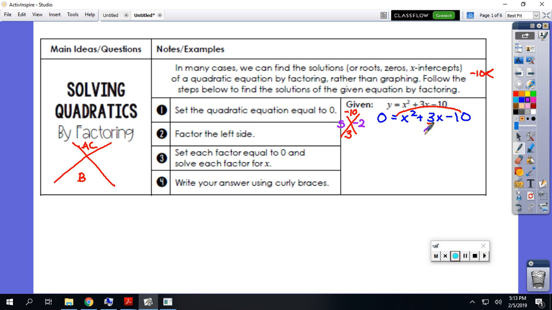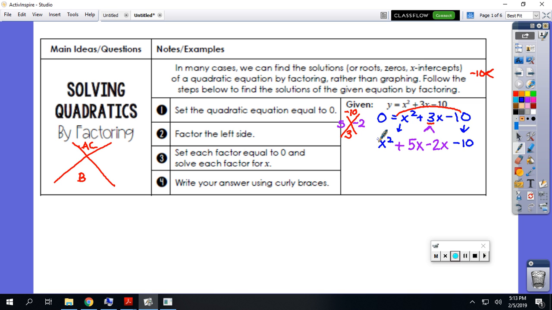So factoring this, I'm going to go ahead and break apart my middle term. So I bring down my first term, x squared. I break apart my middle term, which is positive 5x. This is an x term, so I'm going to include x's on my variables. Minus 2x. Those are my two factors, which if I added them, would give me back positive 3x. And I'm going to bring down that minus 10.